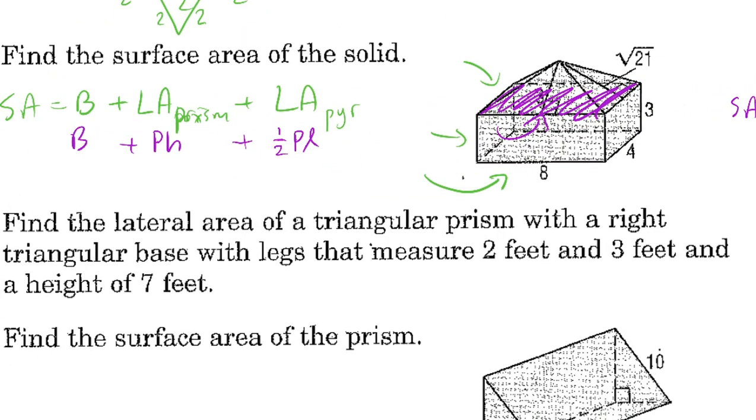Okay, I'm going to zoom in. I'll switch to blue and I'll plug this in. So the area of the base is 8 times 4, plus the perimeter is 8 plus 4 plus 8 plus 4, all times the height. The height is the distance between the bases, so that's the 3 there. So times 3, plus 1/2 the perimeter, it's 8 plus 4 plus 8 plus 4. And then times the slant height, which they give us, is root 21.